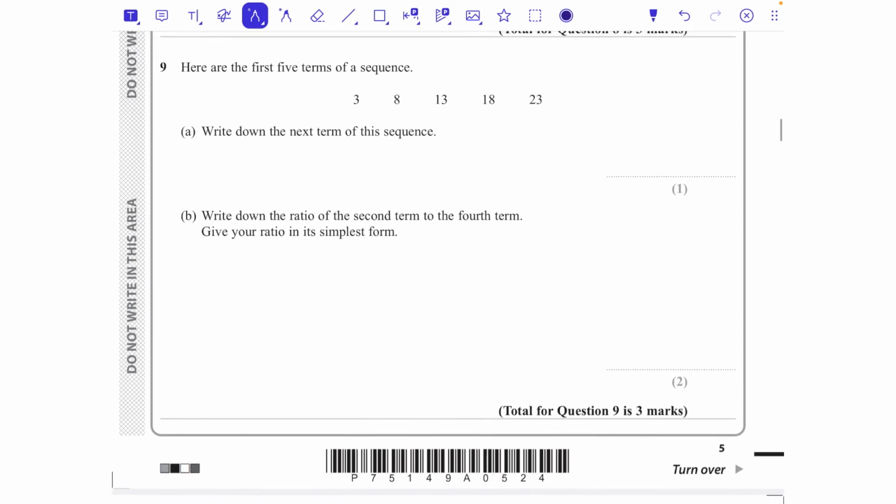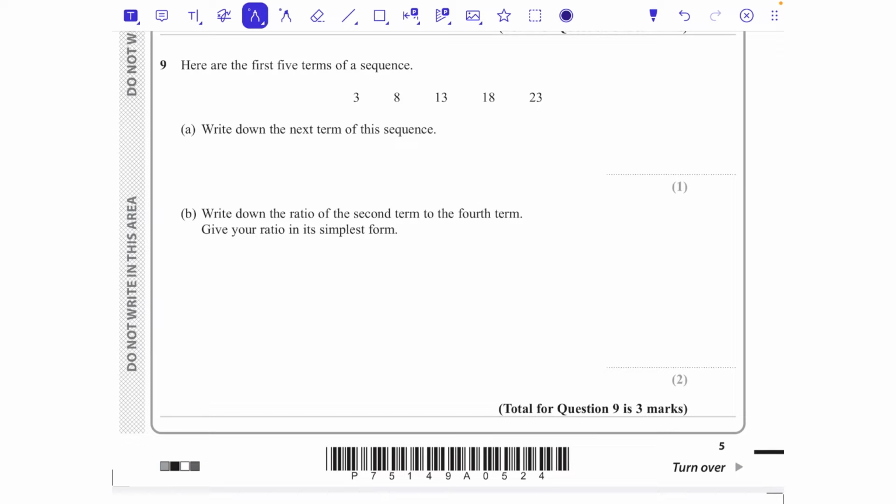Question number 9. Here are the first 5 terms of a sequence: 3, 8, 13, 18 and 23. Write down the next term of this sequence. So to get the next number in the sequence, we need to work out what we're going up in. So you can see from 3 to 8 we've gone up by 5. From 8 to 13 we've gone up by 5. From 13 to 18 we've gone up by 5. And from 18 to 23 we've gone up by 5. So we need to go up by another 5, and that would be 28.